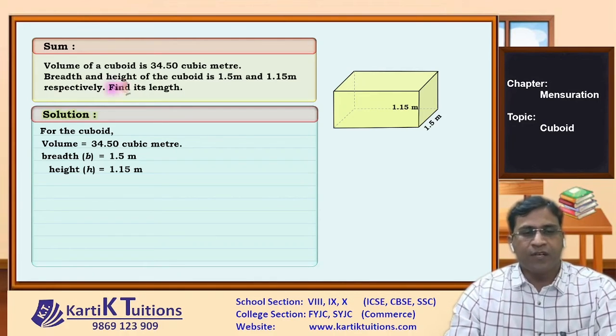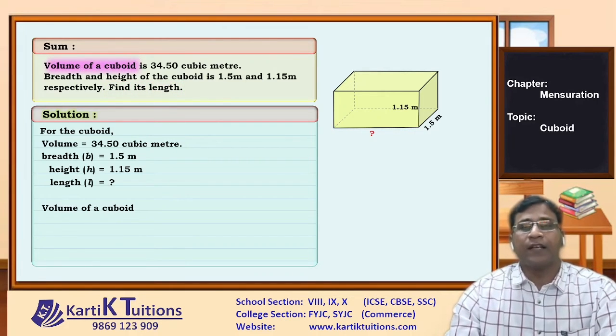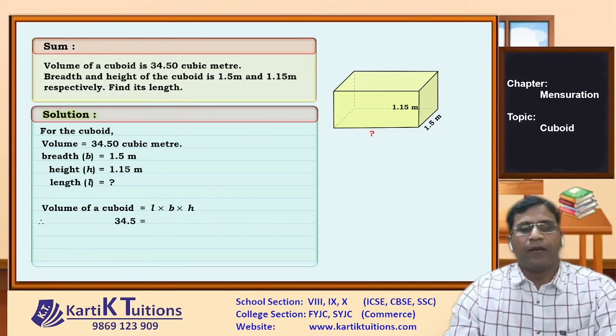Now since in this sum they have asked us to find the length and we don't know the length, but we'll know the value of volume. So what is the volume of a cuboid? किसी को याद है फॉर्मूला? अब भी सीखा था. It is length into breadth into height. So let's substitute the values. Now volume is given to us as 34.50. L is not given. So L into breadth is 1.5 and height is 1.15.